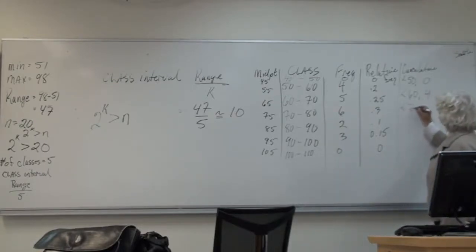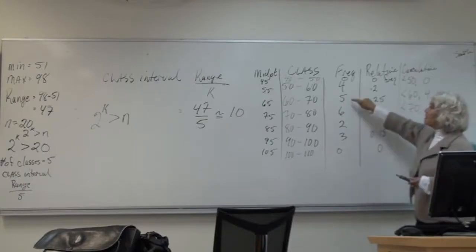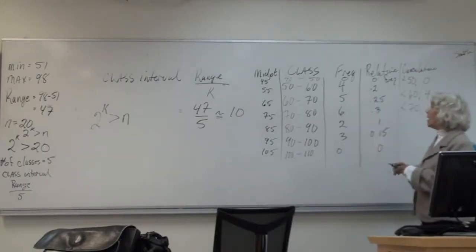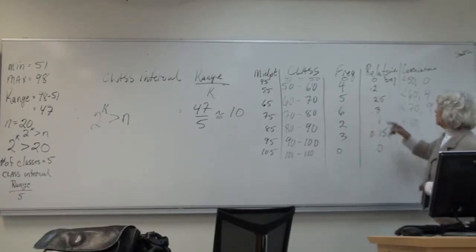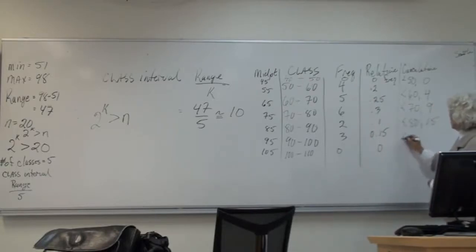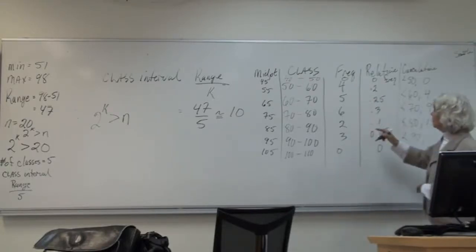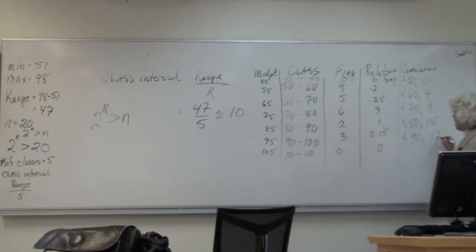And less than 70, I'm adding these two together. 9. Less than 80 will be 15. Less than 90, 17. And less than 100 had better be all of them. This is how you tell if you've done this correctly, because when I'm finished here, I'm saying, what's the chance of it being more than 100? It better be 0.